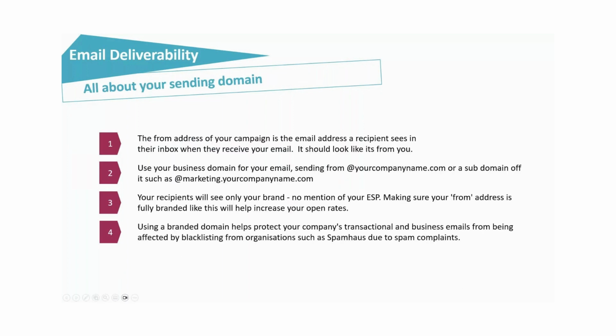Email deliverability is all about the sending domain. The from address of your campaign is the email address the recipient sees in their inbox when they receive your mail. It should look like it's from you, from your business. Because of that, you should use your business domain for the email, so sending from your companyname.com, or a subdomain off of it, such as marketing.yourcompanydomain.com. Your recipients will see your brand because you've used your domain.